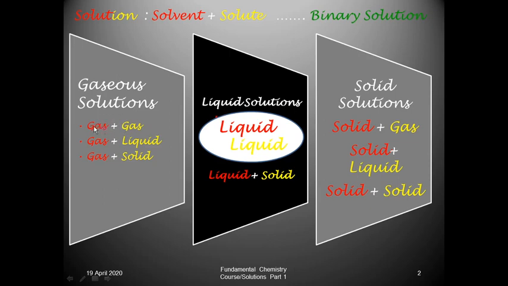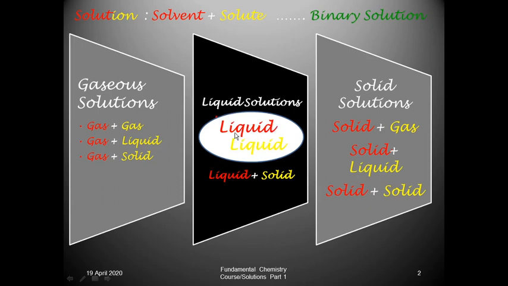For example, a mixture of air, where you have nitrogen far greater in concentration as compared to other gases. Then gas and liquid, then gas and solid. These are also possible combinations. Droplets in the atmosphere are an example of gas in liquid. Gas in solid: generally camphor is placed in a nitrogen environment, so that system, that binary solution, we can also call a gaseous solution.